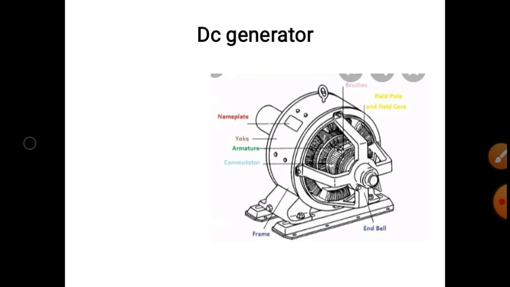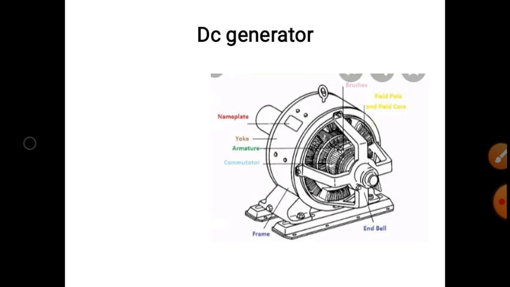So we'll move to the next concept: the DC generator. A DC generator is a machine which converts mechanical energy into DC electrical energy. The parts of a DC generator are shown here: nameplate details, yoke, armature, commutator, field poles and brushes. We'll go one by one. The first one is the field system. The field system is used to produce a uniform magnetic field within which the armature rotates. This is given by the field poles.